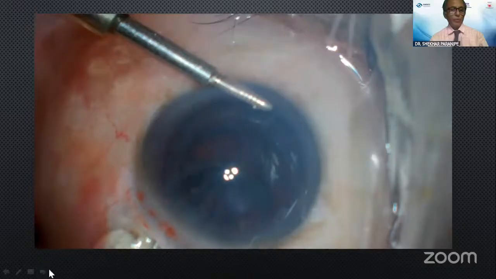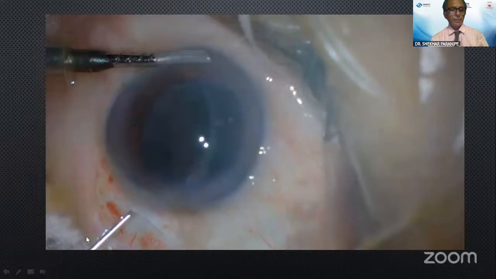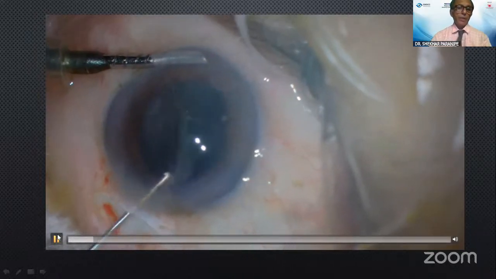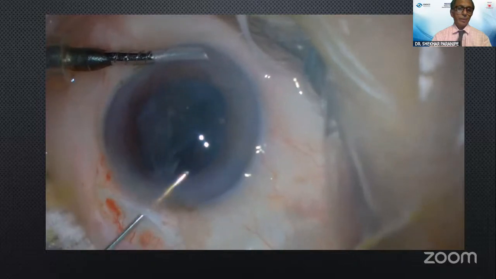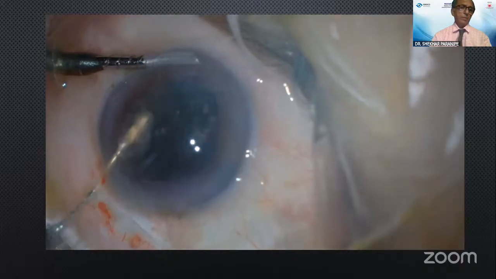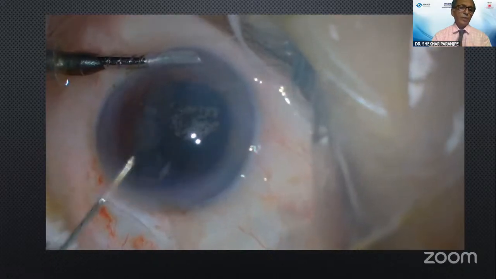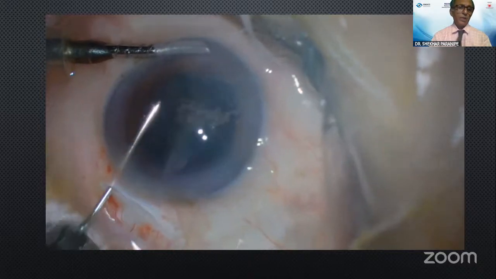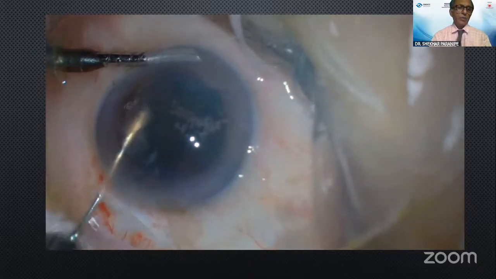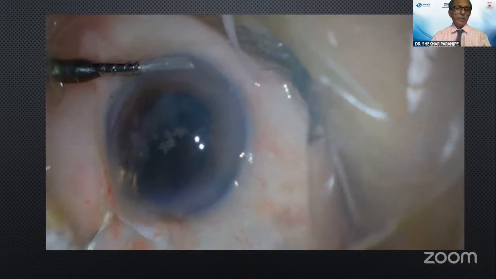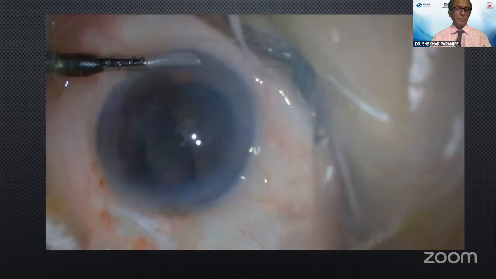There will be one more video like this. Same way, you just infuse a little saline with your 26 gauge cannula, and once all the epinucleus is loose, you just press on the scleral lip of the wound, and then the cortex and epinucleus pop out.